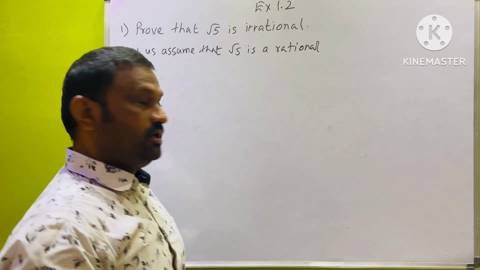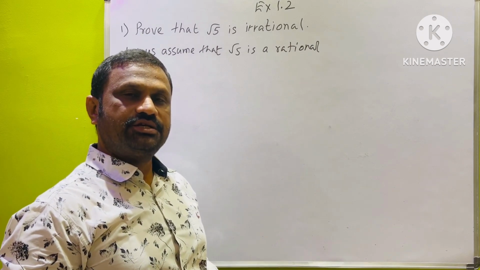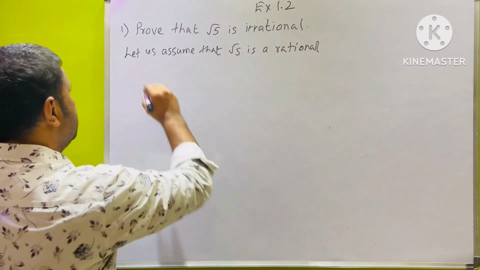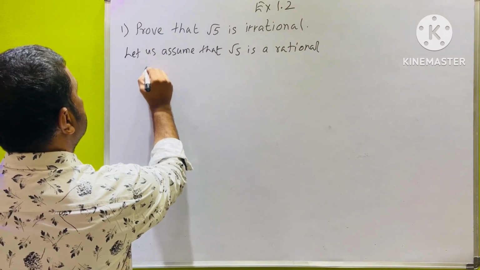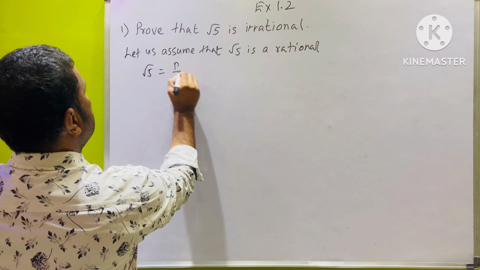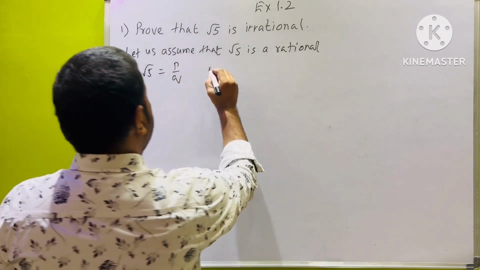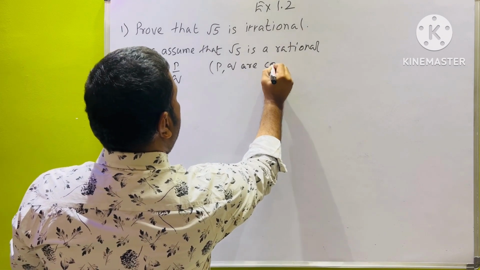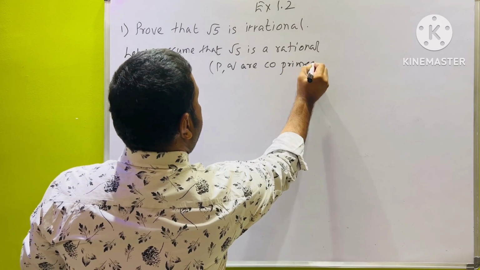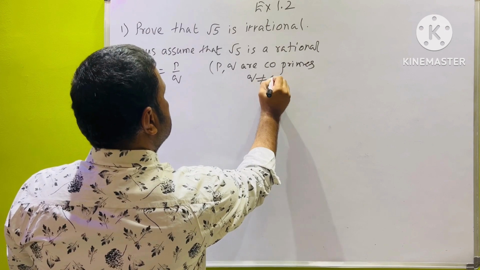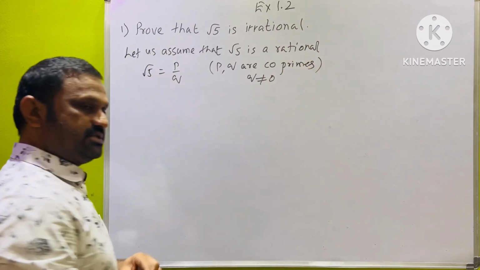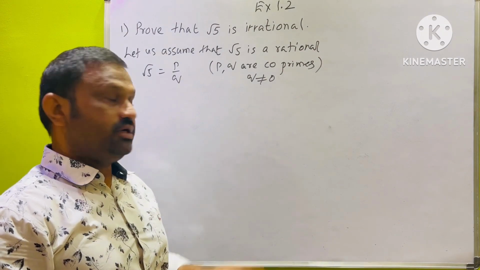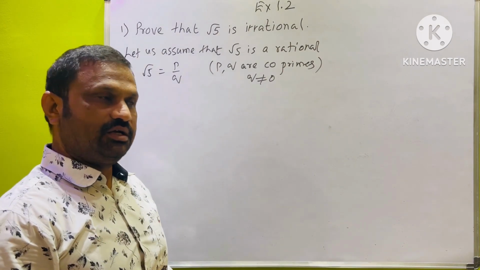Okay, when we have assumed root 5 as a rational number, we can write root 5 is equal to p by q, where p and q are co-primes, q not equal to 0. Co-primes means p and q have the only common factor 1.